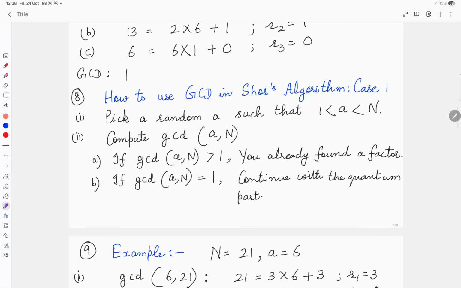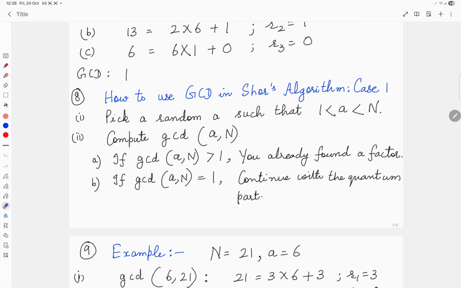Now let me come to the point. We know what is capital N. We will choose a number small a, whose value can be anything between 1 and n. Then we will compute the GCD of a comma n. If the GCD of a comma n is greater than 1, we have already found a factor, so no need to go further with the algorithm. But if the GCD is equal to 1, we have to continue with the algorithm.